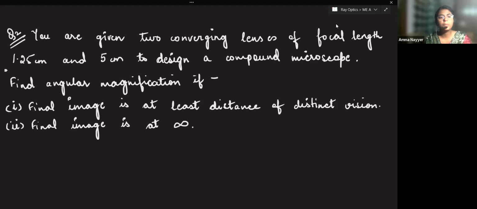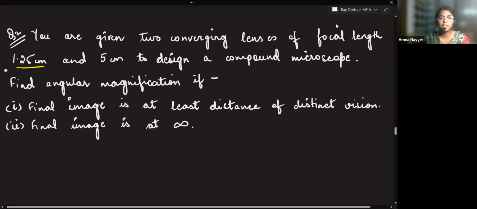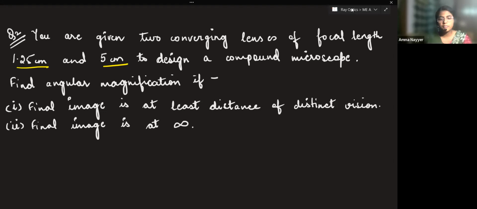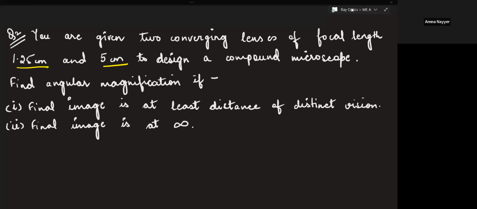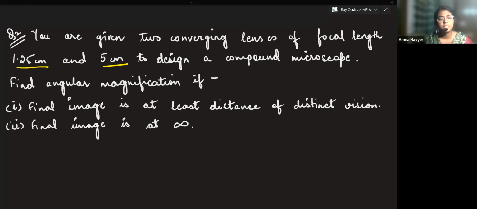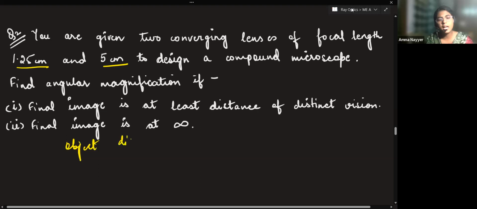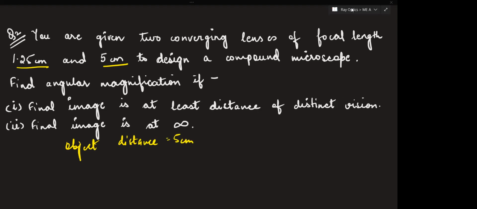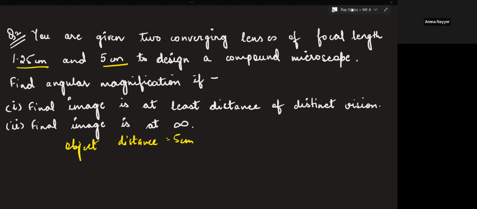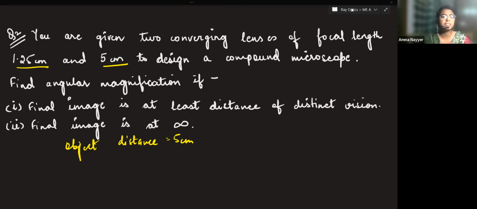So see, object distance is how much? You are given two converging lenses of focal length 1.25 centimeter and 5 centimeter to design a microscope. So if this is given, this means this 5 centimeter is what? This is your object distance, 5 centimeter. So object distance is given as 5 centimeters to you.